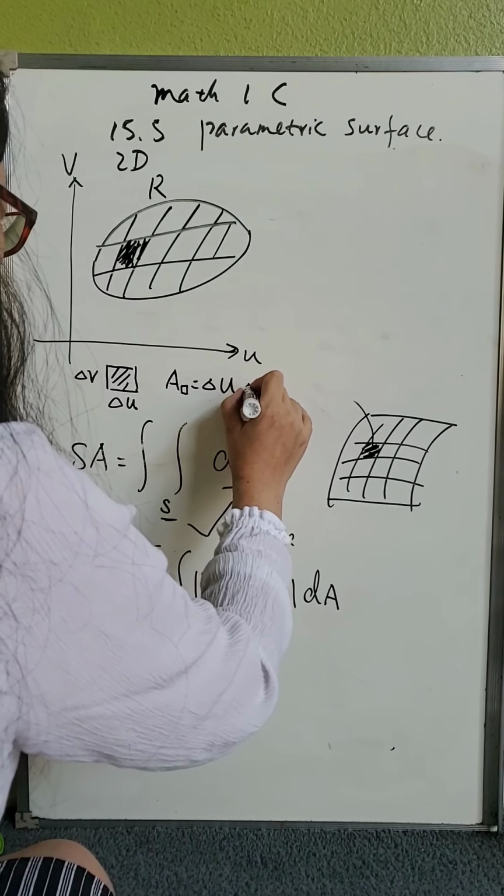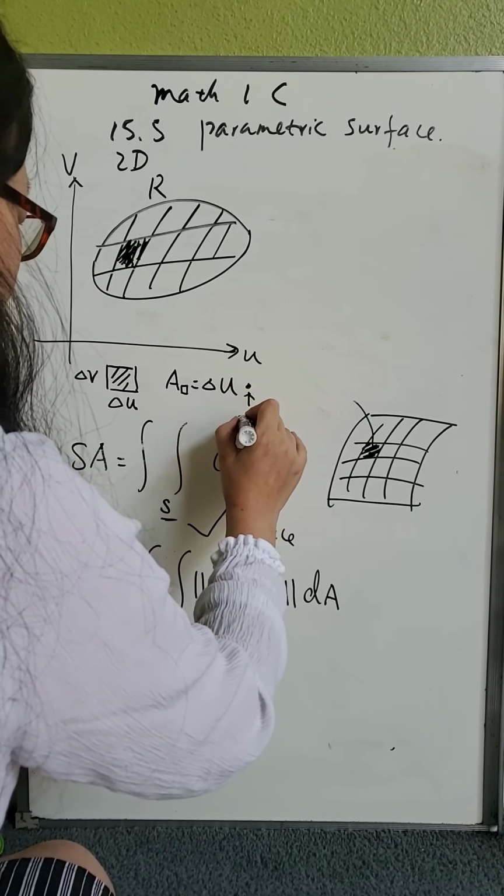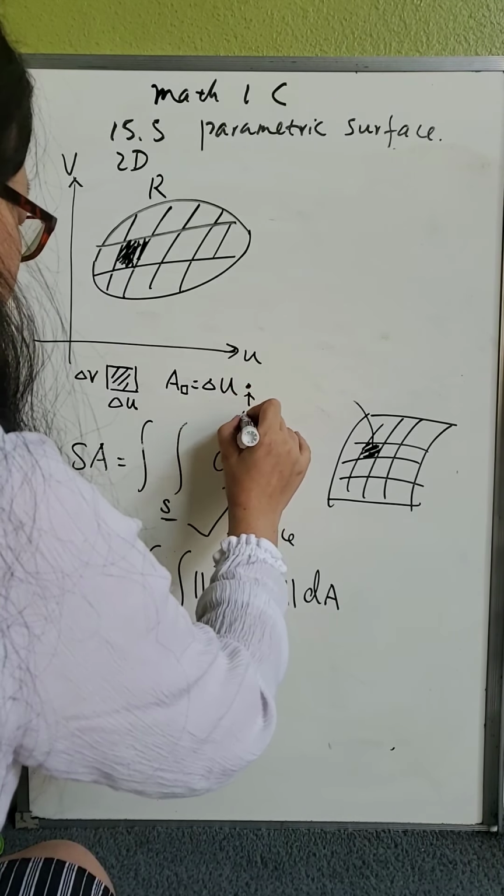times delta V, okay? Now these are just lengths, not the dot product, because it's not a vector, just a length. But when you transform to here, to this part right here, okay? So I take out this part right here, and you have to use a tangent plane.